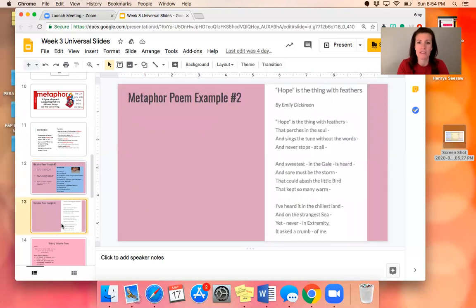You're also going to see some poems that are going to be given to you. So Hope is the Thing with Feathers by Emily Dickinson is another really famous poet that if you'd like to challenge yourself, try reading her stuff and really go for it. It's a challenge, but if you can do it, I give you a lot of credit.